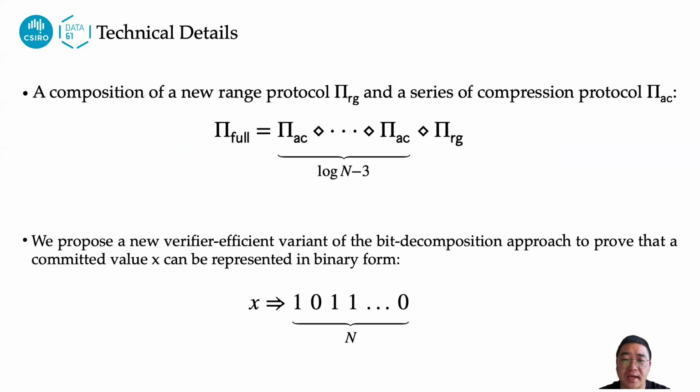Let me provide the technical details. Our full protocol is composed of a new range protocol and a series of compression protocols. Our range proof has a linear proof size. The compression protocols aim to recursively reduce the linear proof size to logarithmic size. We propose a verifier-efficient variant of the bit decomposition approach to prove that a committed value X can be represented in a binary form.